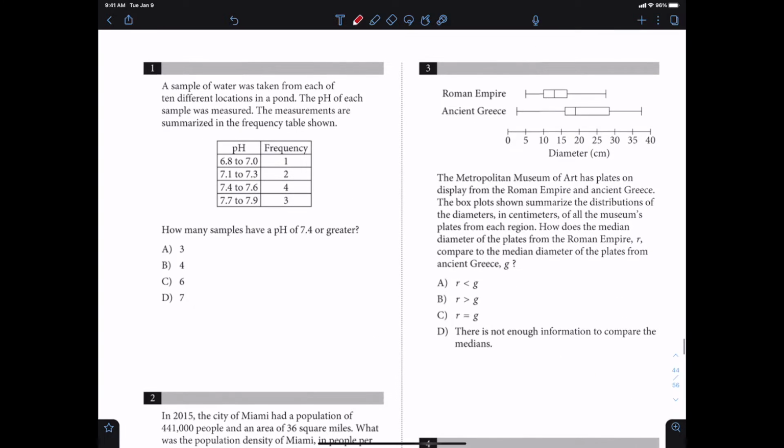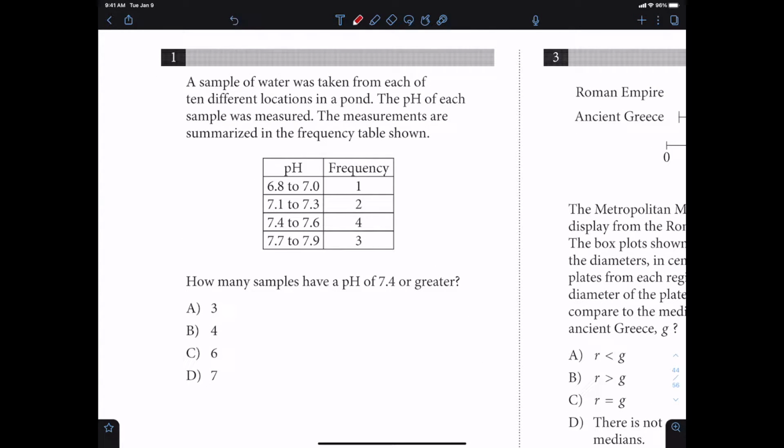Let's get into it. A sample of water was taken from each of 10 different locations in a pond. The pH of each sample was measured. The measurements are summarized in the frequency table below. How many samples have a pH of 7.4 or greater? So that's going to be 4 plus 3, 7.